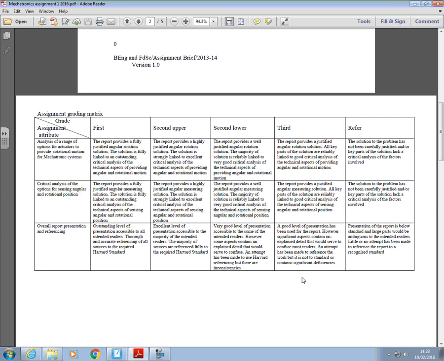Okay. But again, for the 2.1, excellent level of presentation, accessible to the majority of intended readers. The majority of sources are referenced fully to the required Harvard standard. I think we've done quite a bit of work on that now, and I think you're comfortable with that system now. Adrian's done this work as well in the video stuff.